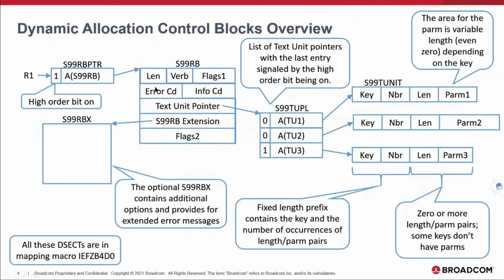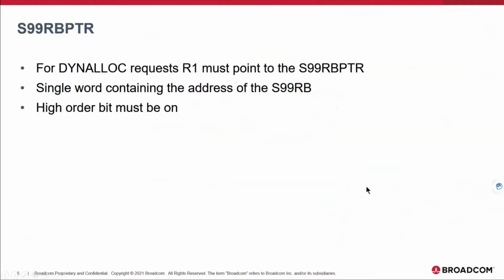You know, the pointer to the control block, a pointer to the text units, the list of text units, and then these variable length text units over here that has a fixed length header, but the rest of it is wide open. We'll look at each of these blocks separately, independently.